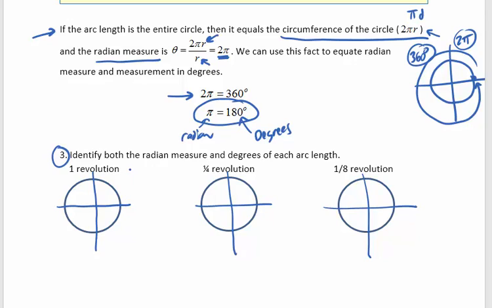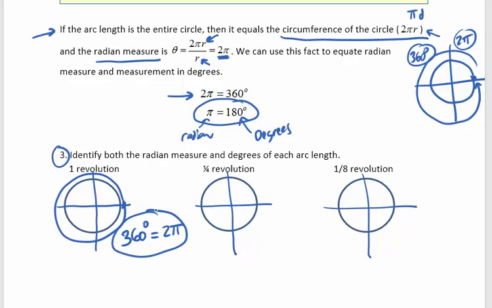Question 1 I think I already answered for you. If we go 1 full revolution, start here and go all the way around the circle back to here, we know that that is 360 degrees. We also said just a second ago, in a long explanation, that that is also 2 pi radians. Those are the answers to question 1.